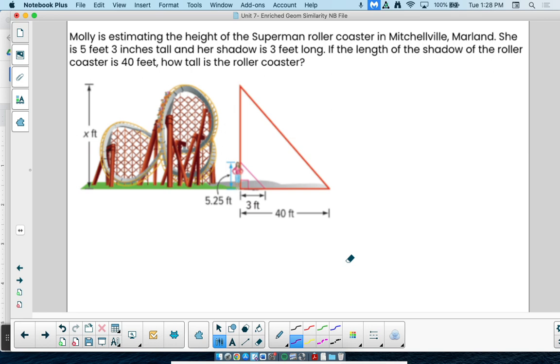Do you guys see how we have similar triangles? Here's Molly's triangle. Well, what angle do they share? Right angle. The right angle, and these would be parallel. So then we would have corresponding angles. So it's angle, angle. That's why it works. Now again, we're just gonna match, you guys.